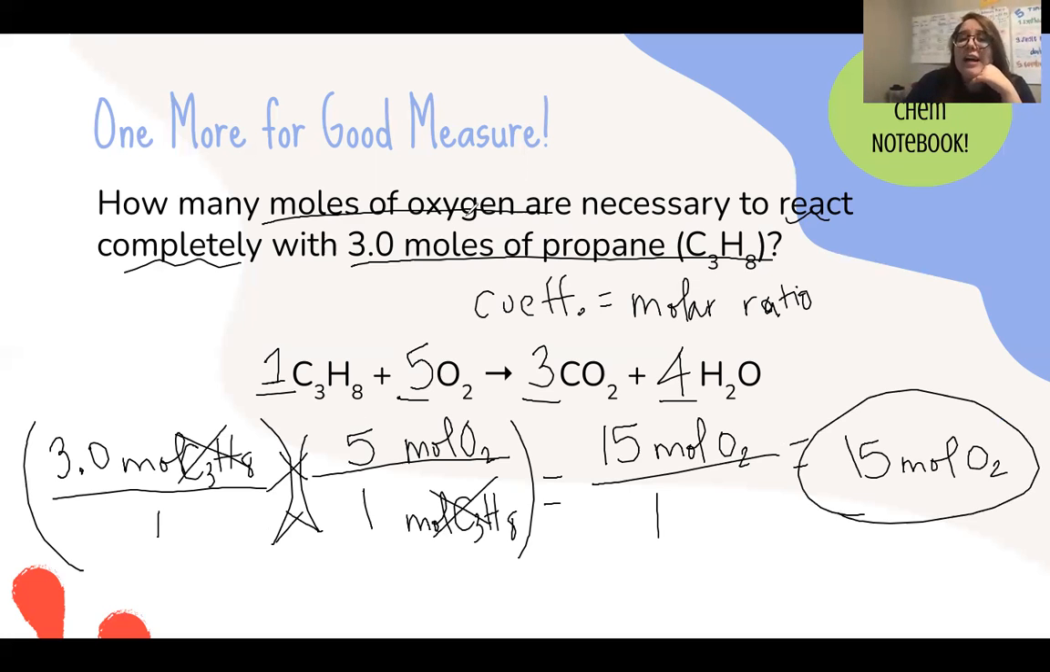That's how many moles of oxygen are necessary to react completely with 3 moles of propane. I know it might seem a little silly that we need to multiply all the way across the top and multiply all the way across the bottom before we divide, because we know our bottom is going to be equal to 1. But starting tomorrow, when we're doing multi-step problems, it is super important that we multiply all the way across the top, multiply all the way across the bottom, and then divide. So we should get in the practice of doing that now.